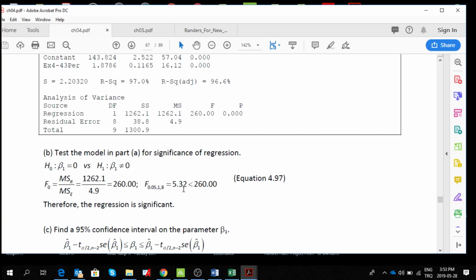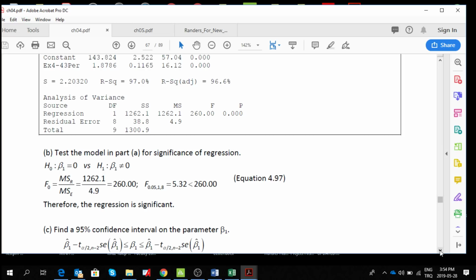This is less than 260. We reject the null hypothesis. So H1, the alternative hypothesis, is true, which means the regression is significant, which means we can write y in terms of x as a linear combination. You can also check out equation 4.97 in our book for this statement.